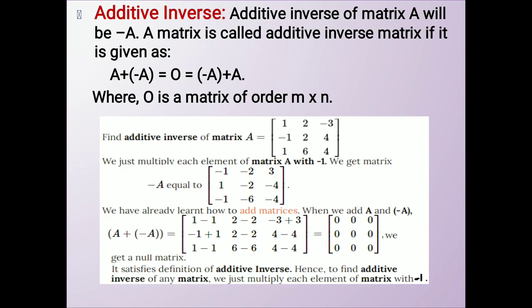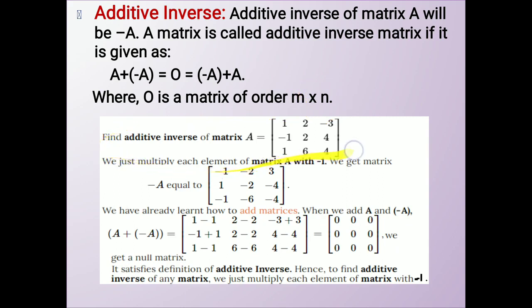So whatever sign A has, the opposite sign will be the additive inverse of that matrix A. Additive inverse of a matrix A will be minus A. So it is given here. Now A is a matrix, its additive inverse is minus A. When we solve this algebraic expression, we get the result as 0. So 0 or O is a matrix of order m cross n.